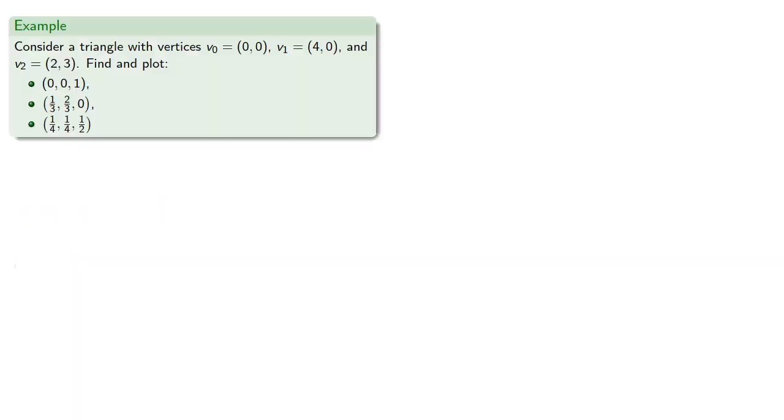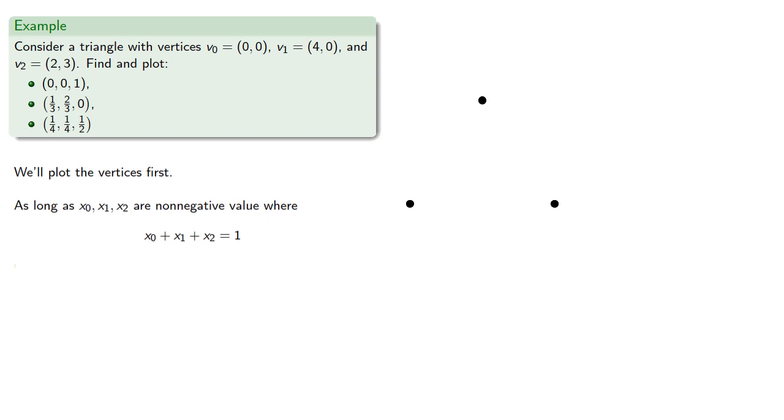For example, suppose we have a triangle with vertices (0, 0), (4, 0), and (2, 3). We can find and plot the points. We'll plot the vertices first. And as long as our barycentric coordinates are non-negative values whose sum is 1, and they are, a point will be inside the triangle.